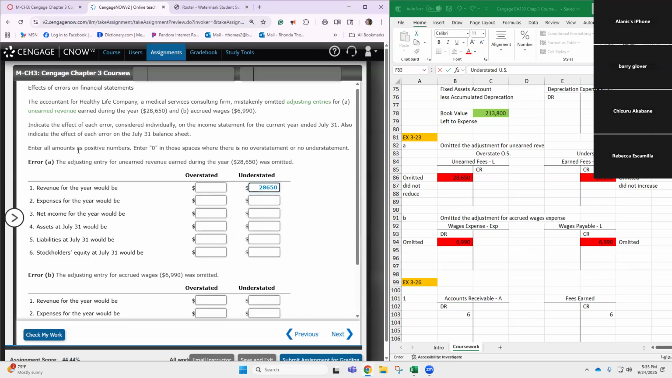Okay, it says enter all amounts as positive, enter 0 in those spaces where there is no overstatement or no understatement. So let's put a 0 here. We're going to have zeros for expenses because of that first one. Are either one of these an expense account? No, they are not. So expenses are not affected by the first one. We'll come back to income here in a minute. Assets are not part of this, but liabilities are. Liabilities are overstated, okay, by how much? The amount of the omission, yep.